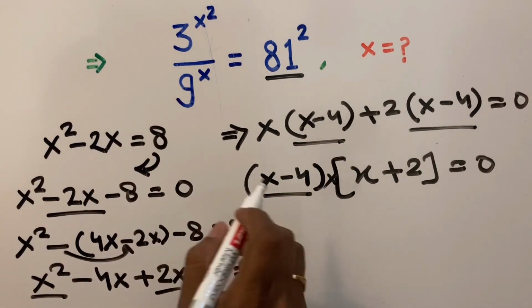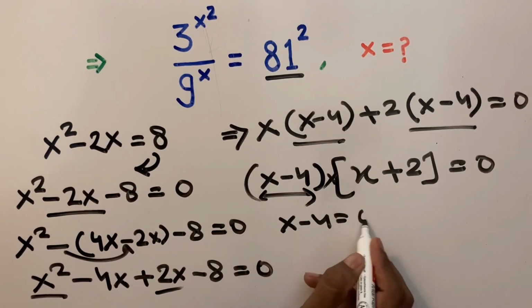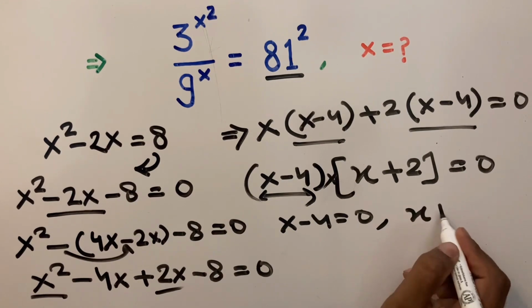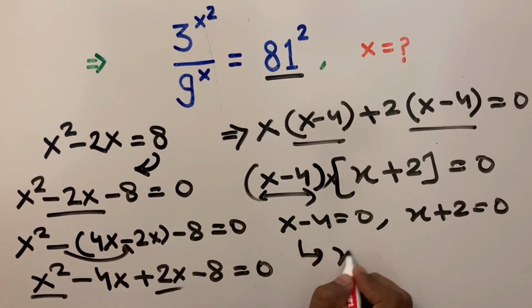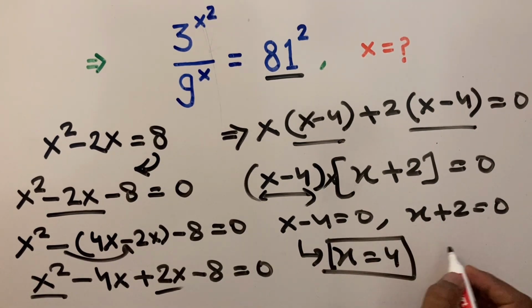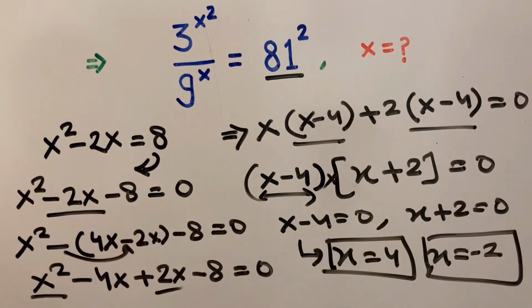To find the value of x, we can equate both: x minus 4 equals 0 or x plus 2 equals 0. From here x equals 4. From here x equals minus 2. So for this problem, the value of x is equal to 4 and minus 2.